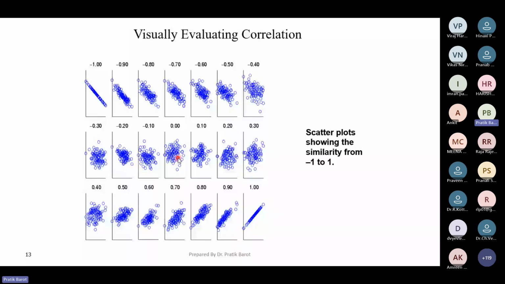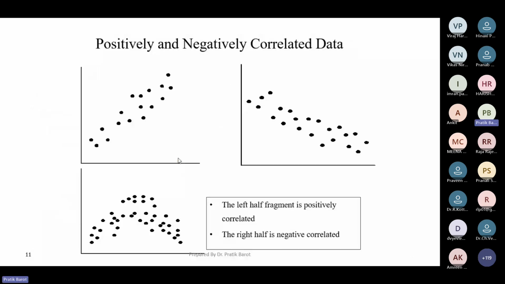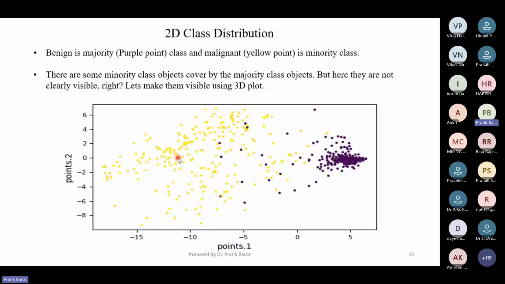The second operation is feature creation. In feature creation, sometimes we need to create a new feature in our data set. Now, why is this important and how is it impactful? Let's see. Here is the 2D distribution of a cancer data set. If we look at this image, we cannot conclude that we have two classes, and we cannot conclude whether these two classes are separable or not from this 2D distribution graph.